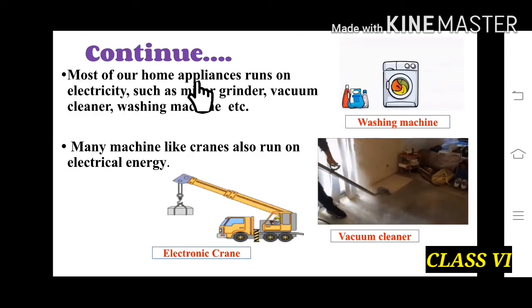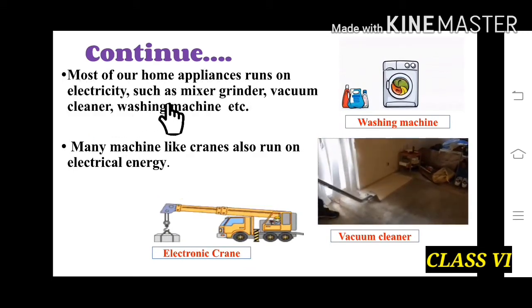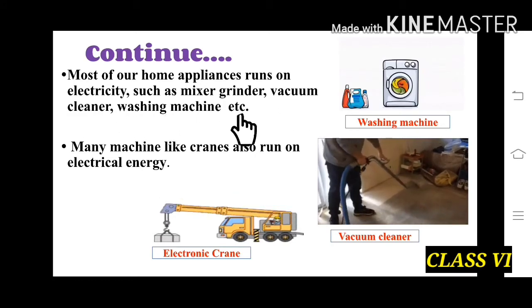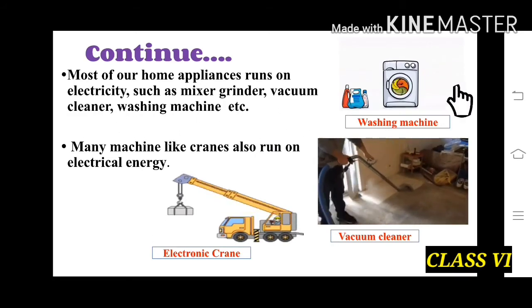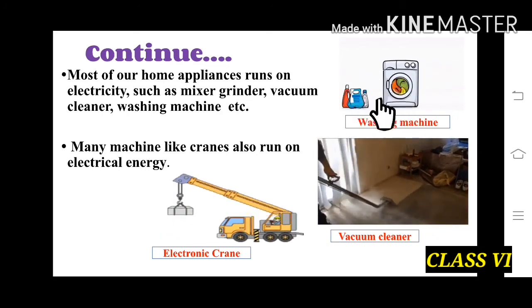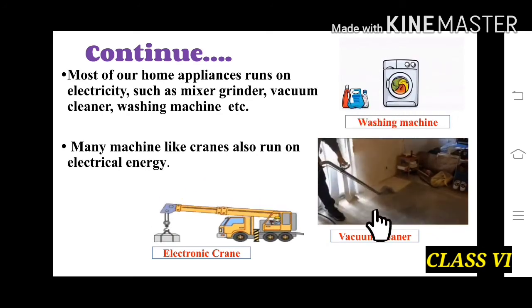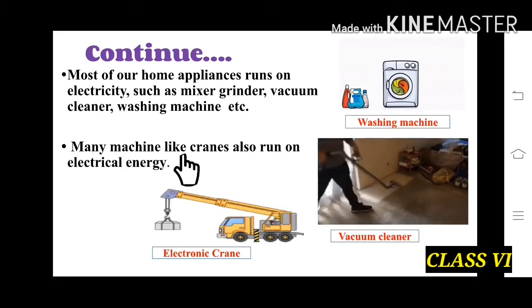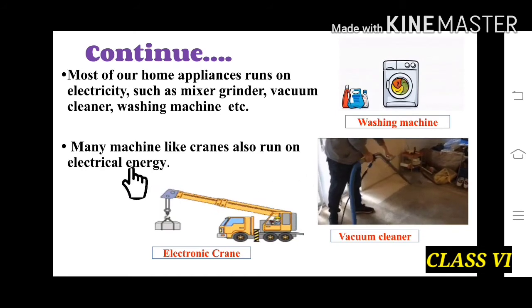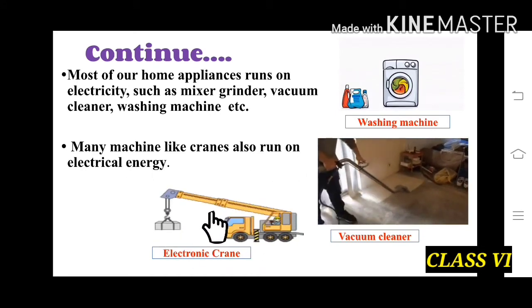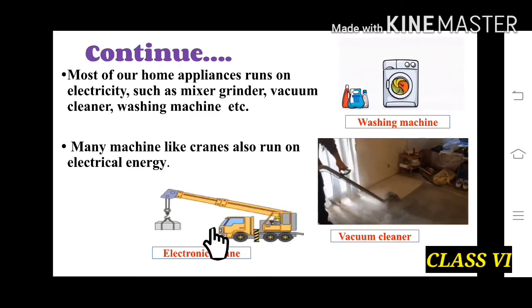Most of our home appliances run on electricity, such as mixer grinder, vacuum cleaner, washing machine, etc. So in this picture we can see that we use a washing machine to wash clothes. A person is using a vacuum cleaner to clean the floor, and many machines like cranes also run on electrical energy. And this electronic crane is also working on electricity.